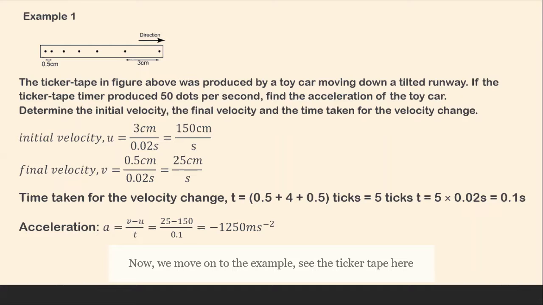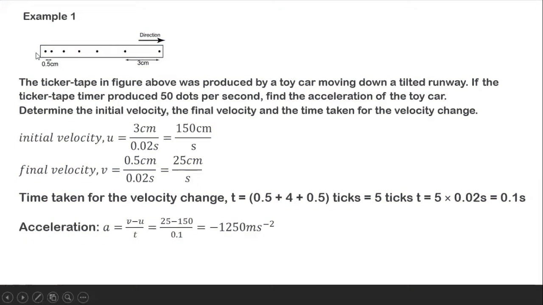So now we move on to the example. So okay, see the ticker tape here. Okay, when it says direction from here, that means it starts from here. So first of all, start from here. That means this one is the initial velocity, and this one is the final velocity. Yeah? So let's read the question. The ticker tape is produced. If the ticker tape produces 50 dots per second, find the acceleration. So we have to find the acceleration here.